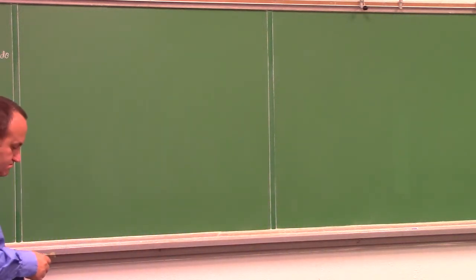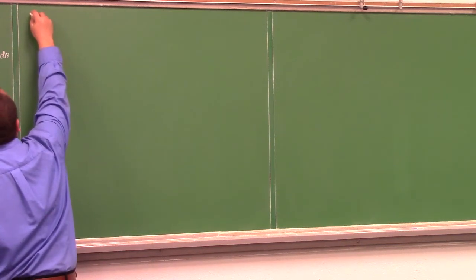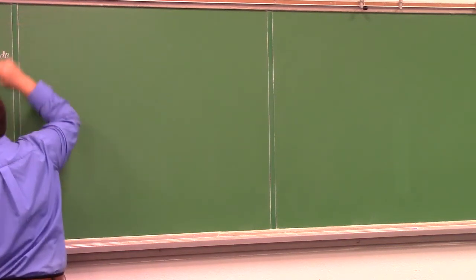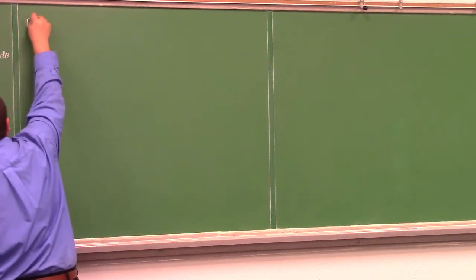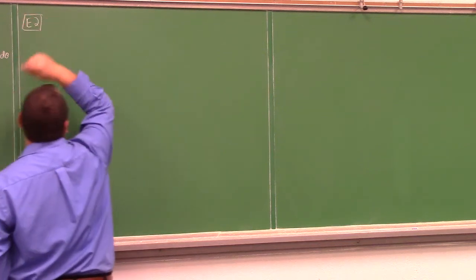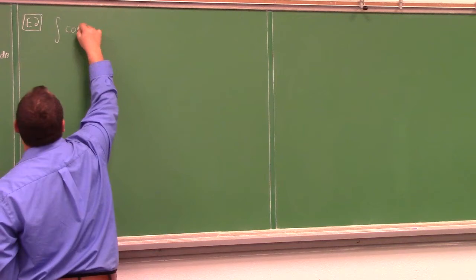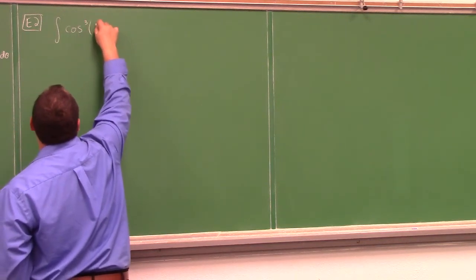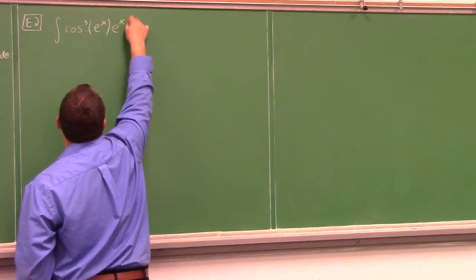Let's see here. Another example would be something like this. That was example 1, I suppose. So let me see if you guys can do this one now. Example 2. What if I asked you to integrate, say, cosine cubed of e to the x times e to the x dx? Could you do this one?